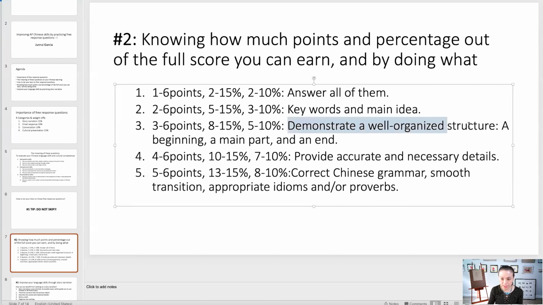So if you can organize your structure like this, you have a beginning, a main part, and an end. If you provide accurate and necessary details, you will definitely earn 4 to 6 points. If you earn 4 points, then you have 10% of 15% of this part. You have 7 on the email response and a conversation. And then the last part is you have correct Chinese grammar, smooth transition, and accurate idioms or proverbs.